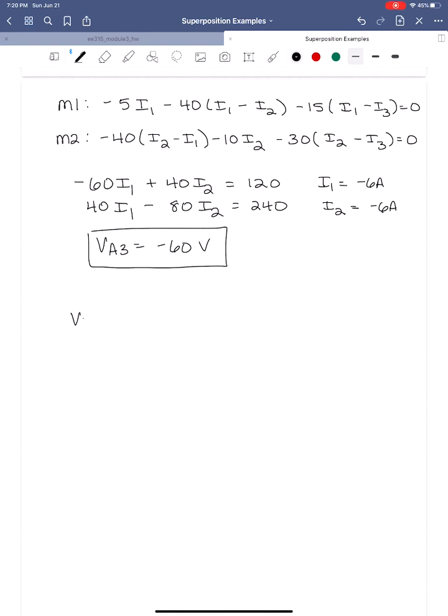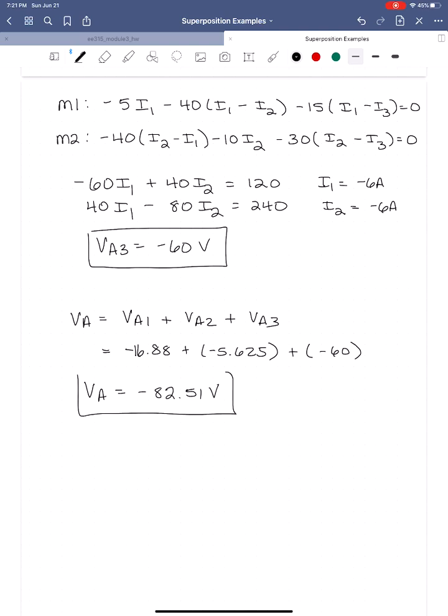And so now VA is equal to VA1 plus VA2 plus VA3. So this is equal to, VA1 was -16.88, VA2 was minus 5.625, and VA3 is minus 60. And so VA is equal to minus 82.51 volts.